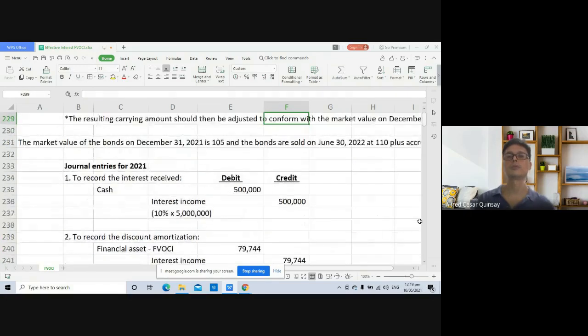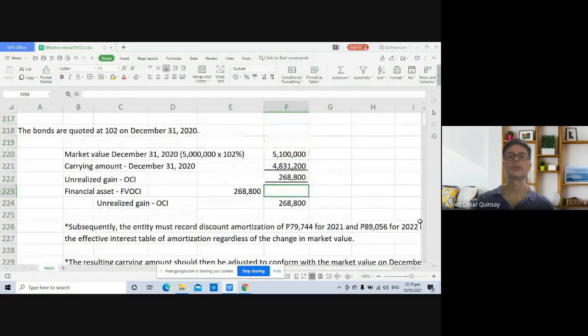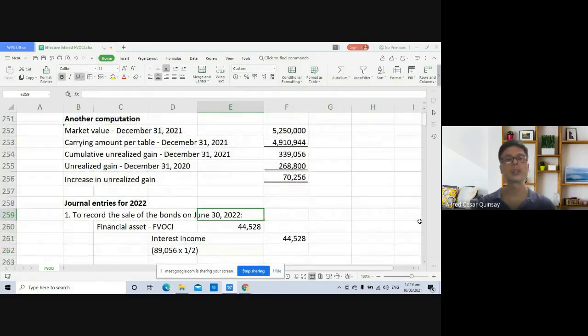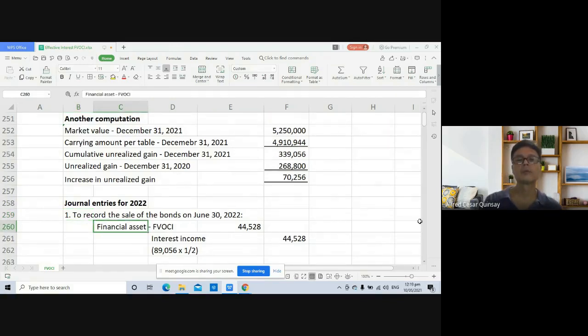You still remember yung this one. Ayan. Okay, sa 268,800. Okay, so the journal entries for 2022, panibagong taon na naman to. Okay. So to record the sale of the bonds on June 30, 2022. So that's financial asset FVOCI 44,528 and credit interest income 44,528. So ito yung amortization, no?